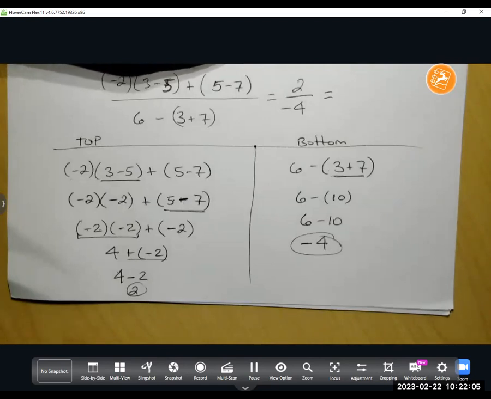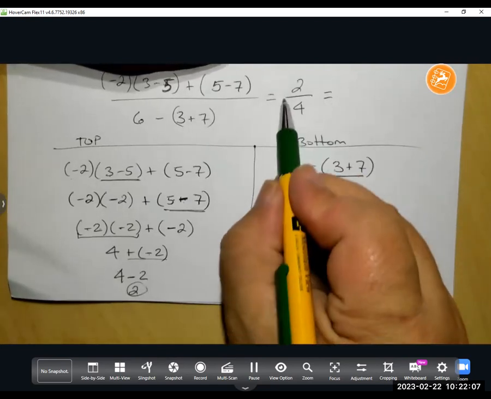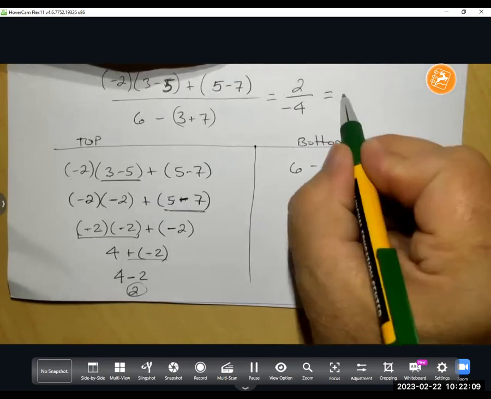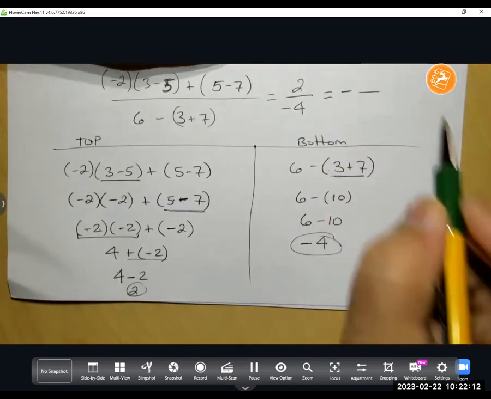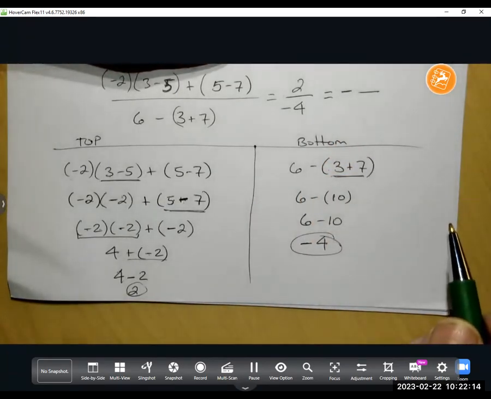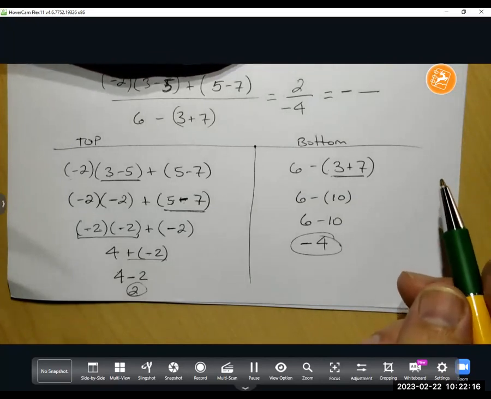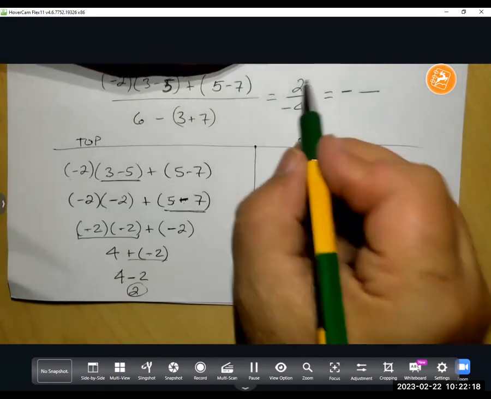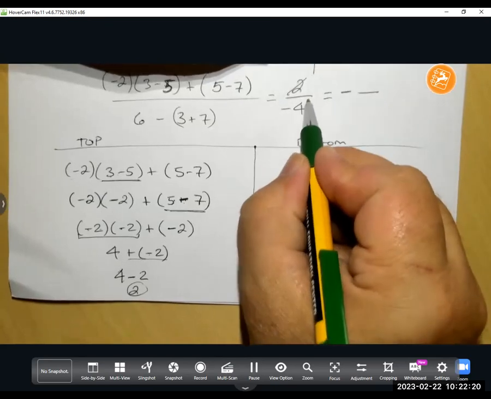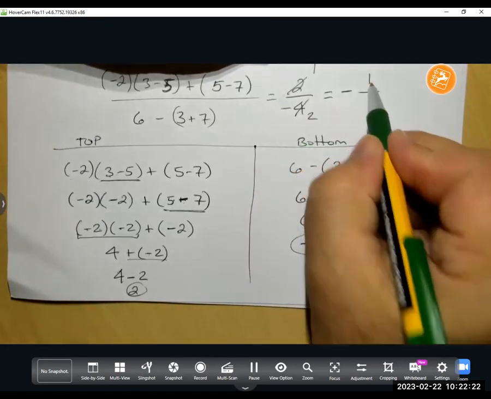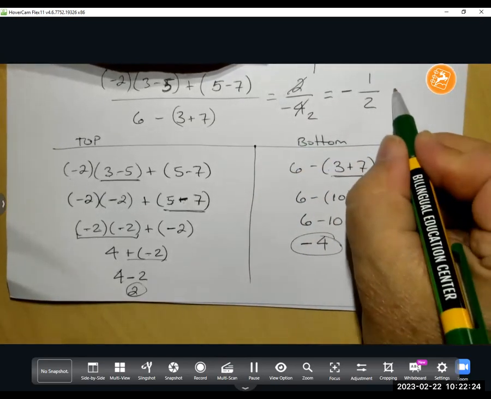Is the answer going to be positive or negative? Since we only have one negative sign, the answer is negative. Now simplify. What's our answer going to become? 2 goes into 2 once, 2 goes into 4 twice. So the answer is -1/2.